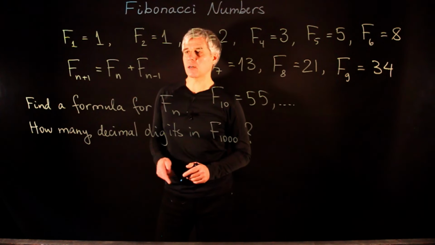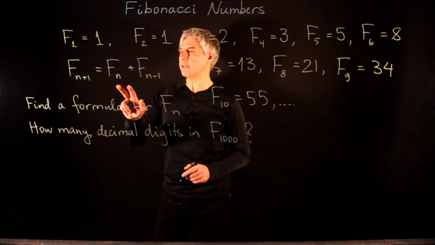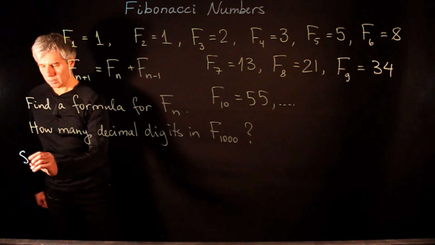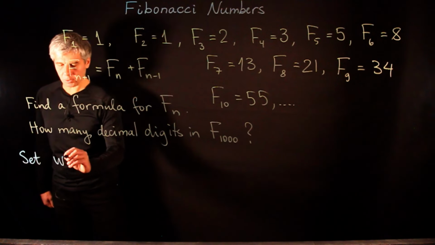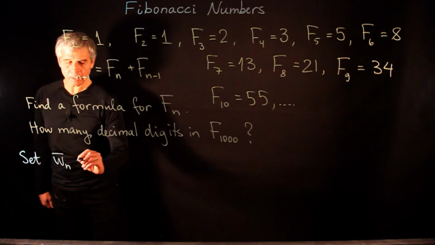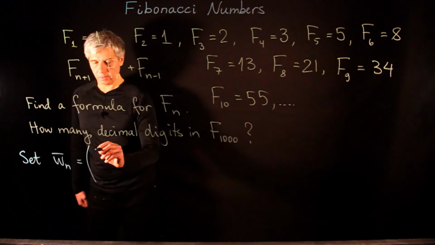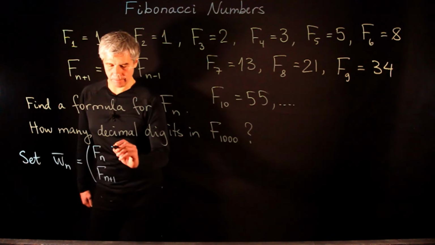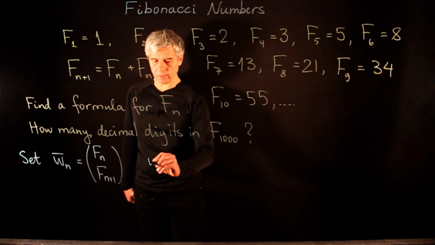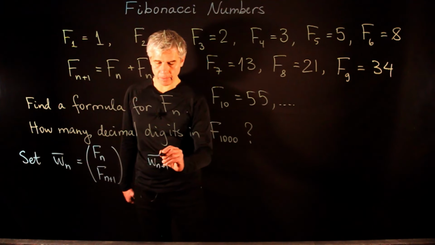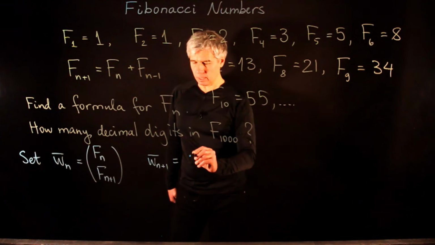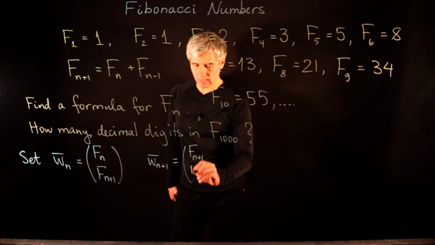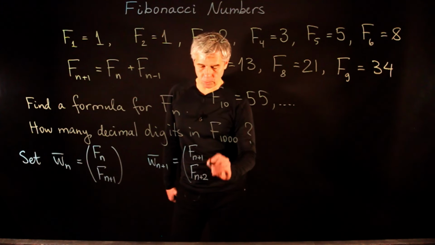The key observation here is that we can overcome this difficulty of the definition of Fibonacci numbers using vectors. To do this, we set the following sequence of vectors. So let's call Wn to be a two-component vector, where the first component is fn and the second component is fn plus 1. Now let us write the expression for Wn plus 1. So here Wn plus 1 will be a two-component vector where the first component is fn plus 1 and the second component is fn plus 2.